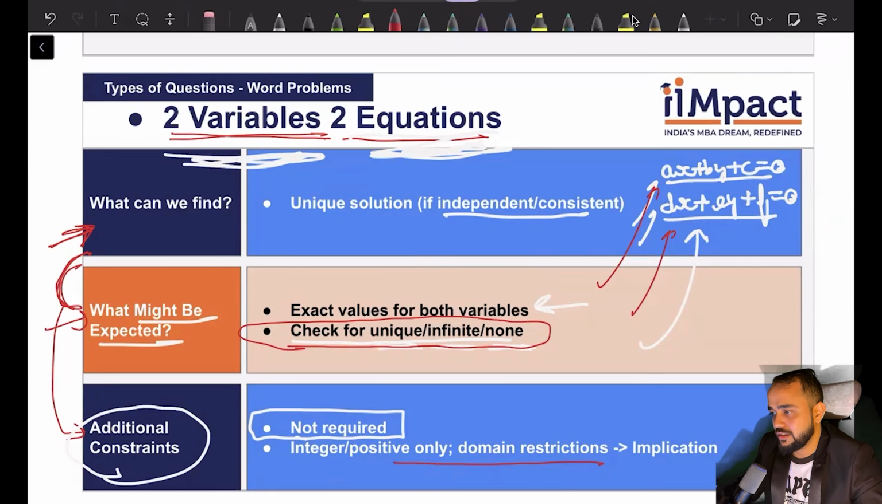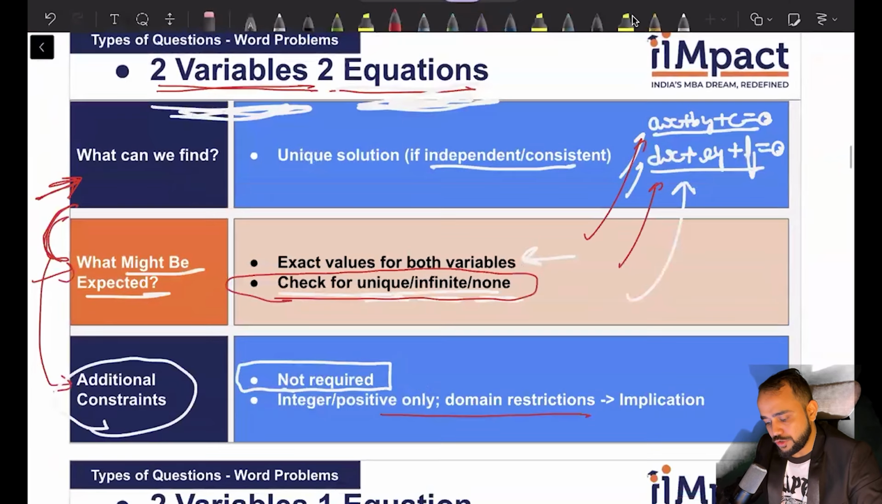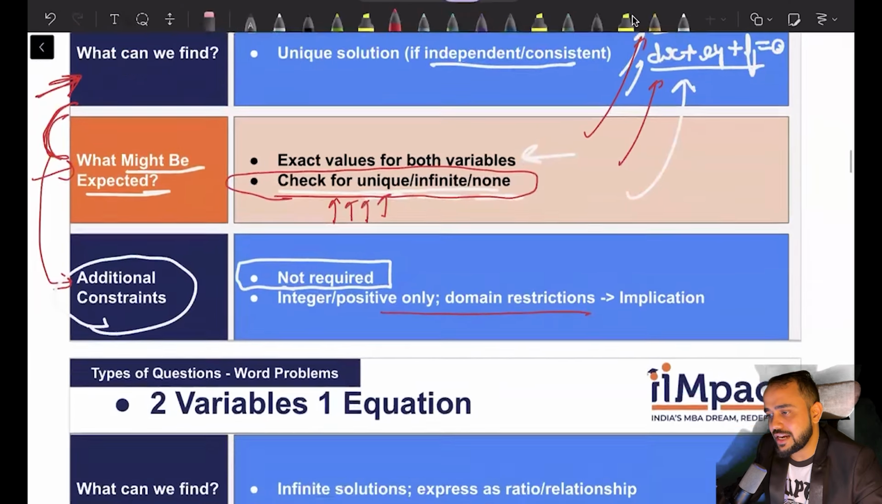You don't have that, right? So this is all there is for two variables and two equation sort of system. Most questions here are going to be for this particular thing, checking if there are going to be unique, infinite, or none solutions. So we will discuss that separately.